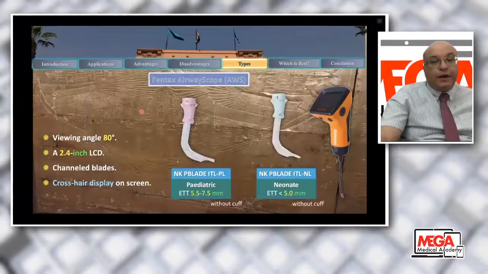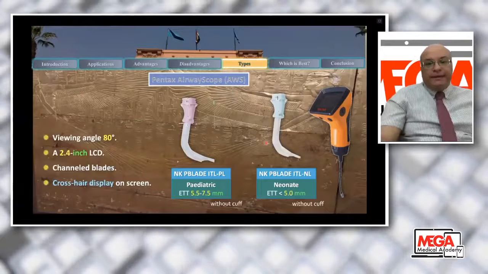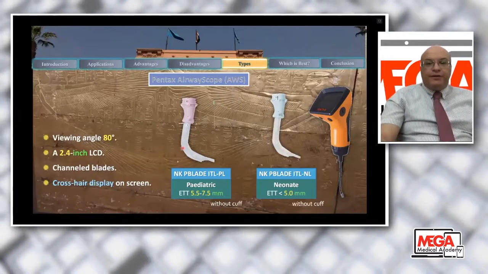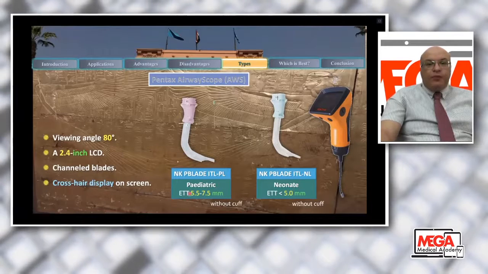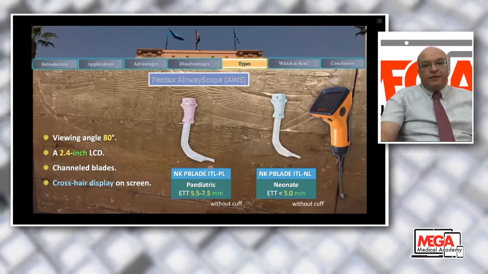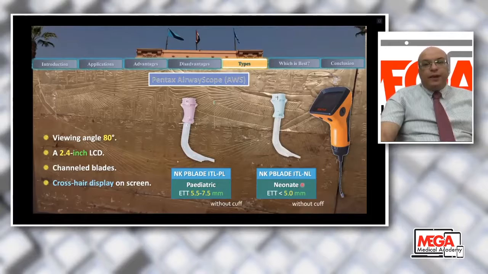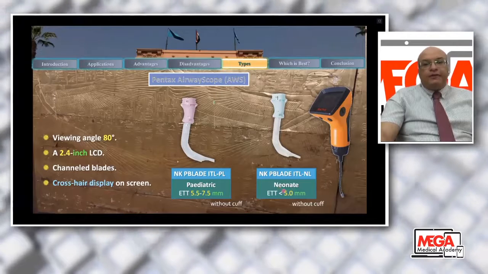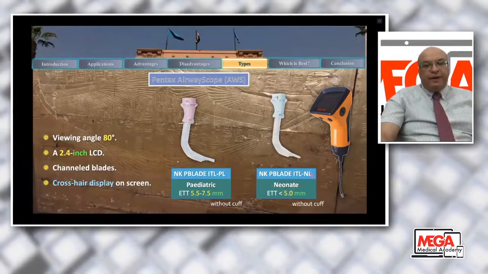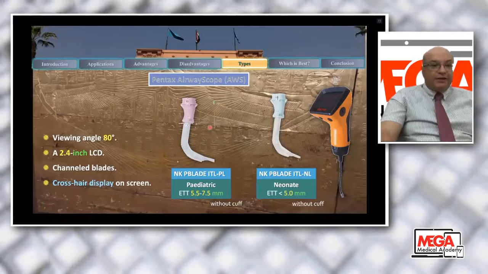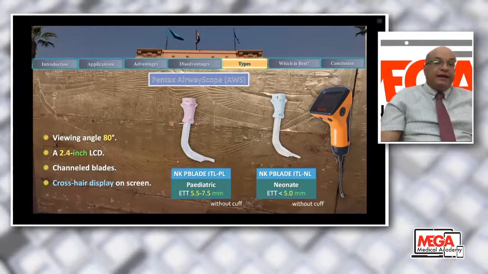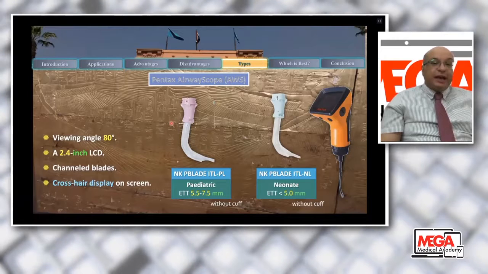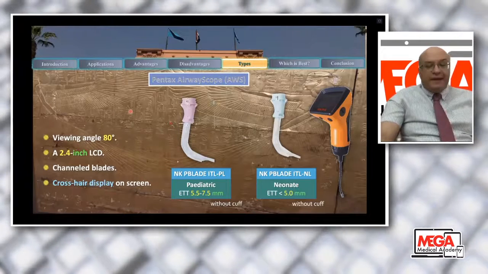Pentax airway scope is coming from Pentax. They are available in 2 sizes. The pink one is the pediatric one, can accommodate tube 5.5 to 7.5. The infantile one is for neonates, tube less than 5 millimeter. Both of them are for uncuffed tubes. The view angle is 80 degrees. This is the largest visualization angle available in the market for a channeled video laryngoscope.